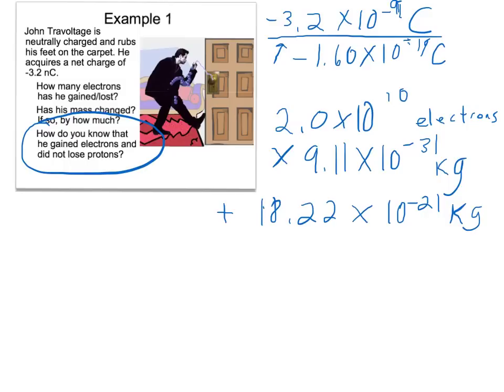But in average everyday life, electrons are what are moving. So the electron out there in the orbital, not stuck in the nucleus, can move. So if you get a negative charge, you gain electrons. If you get a positive charge, you lose electrons.